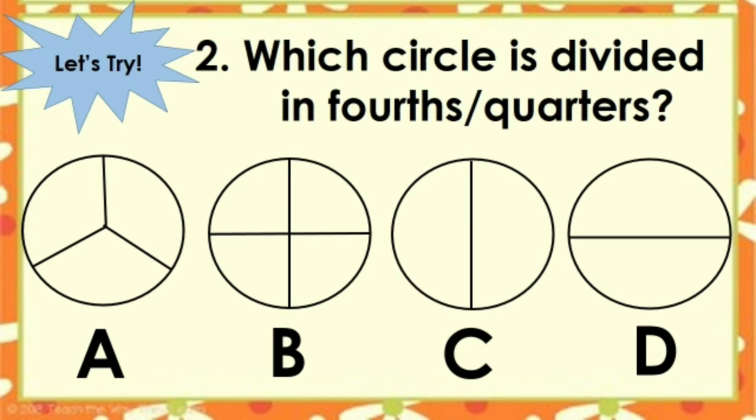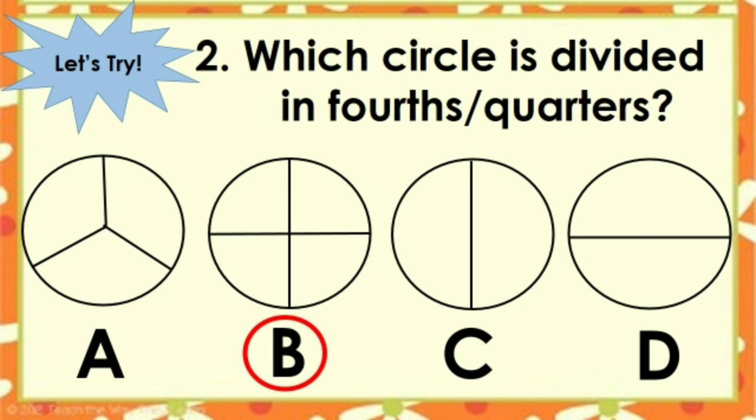Let's have another try. Which circle is divided in fourths or quarters? Again, remember that fourths mean being divided into 4 equal parts. Teacher, circle B is the correct answer. Good job! You can see that circle A is divided into 3 parts. That means circle A is not the correct answer. Circle B is divided into 4 parts that are all equal. So, this one is the correct answer. The other 2 circles are divided into 2 equal parts. So, they're actually divided in halves.